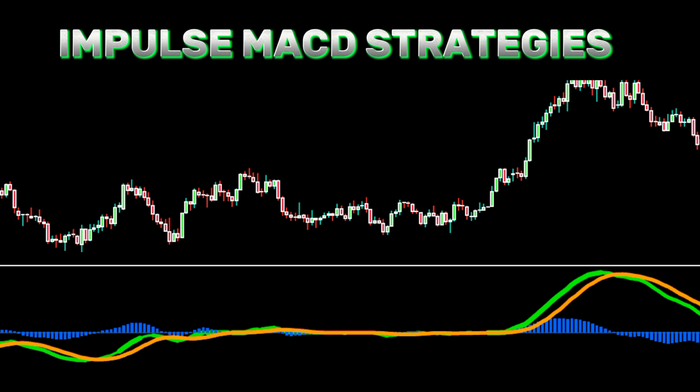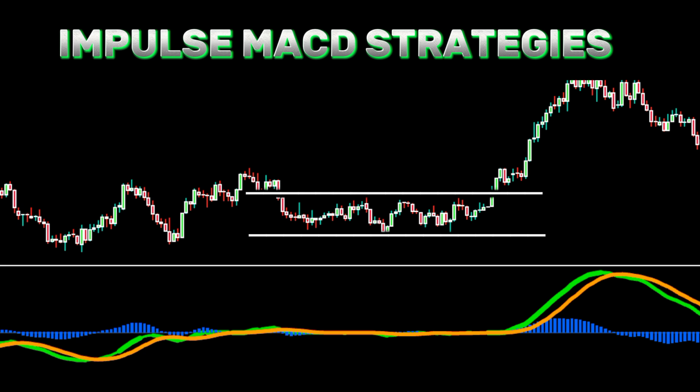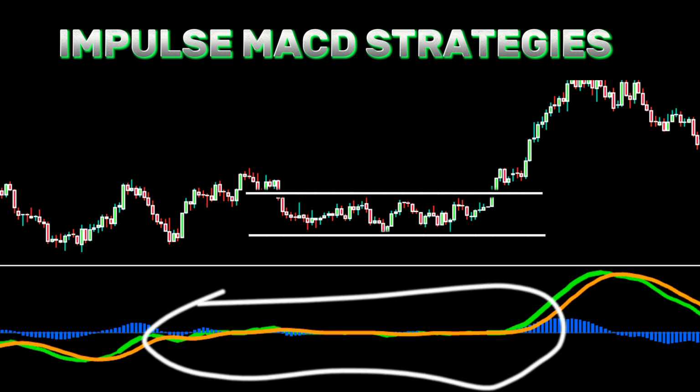And by using the impulse MACD's ability to identify these ranging markets, we can use it to our advantage and find breakouts before they happen. So here is how you trade the strategy. The first step is to find a ranging market. And how can we do that? We can do that by waiting for the impulse MACD to go flat, as shown here.